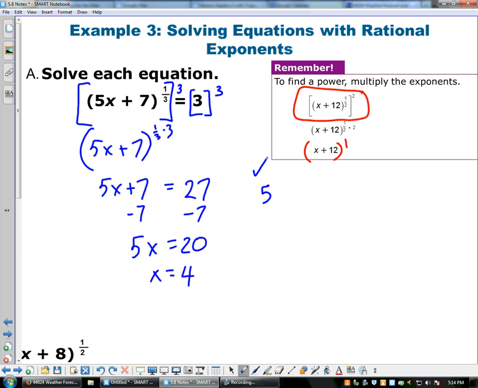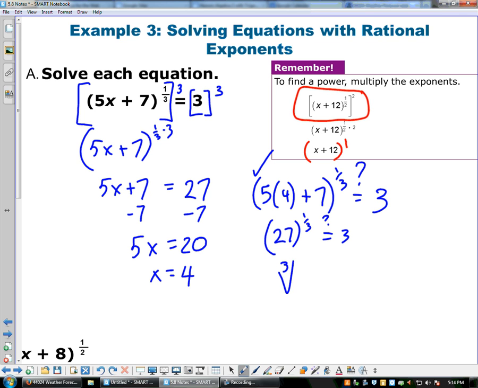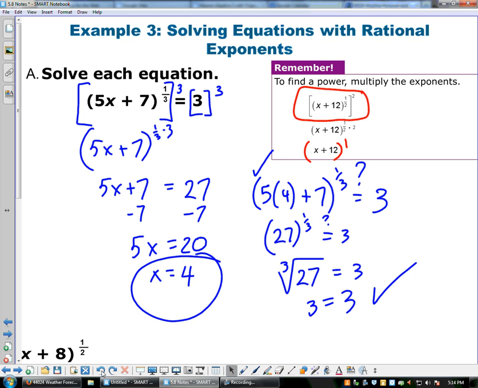And if we do a little check on this, it's 5 times 4 plus 7 raised to the 1/3, and that's equal to 27. I'm sorry, no, it's not. Is that equal to 3? I'm going back to our original equation. And so I get 20 plus 7, that's 27, raised to the 1/3. Is that equal to 3? Sure, because as we learned earlier, that's the cube root of 27, and the cube root of 27 is 3. So it does work, and we like our solution of x equals 4.